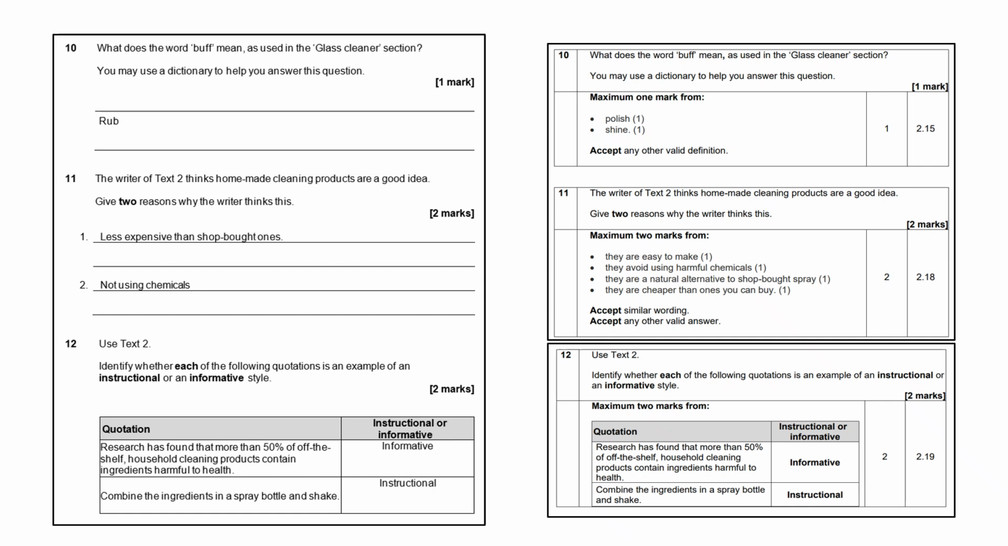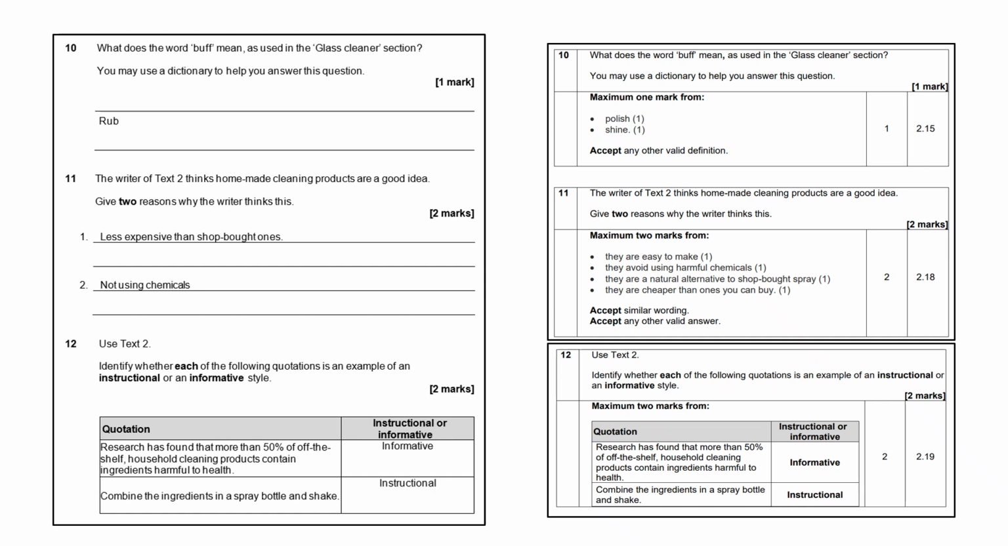For question 11, this assesses the learner's ability to detect the point of view of the writer. The learner is expected to give 2 reasons why the writer thinks that homemade cleaning products are a good idea. So less expensive than shop-bought ones, this would get 1 mark. Just some general advice, examiners will only mark the first 2 answers given. The learner should ensure that their answers only contain 2 parts.